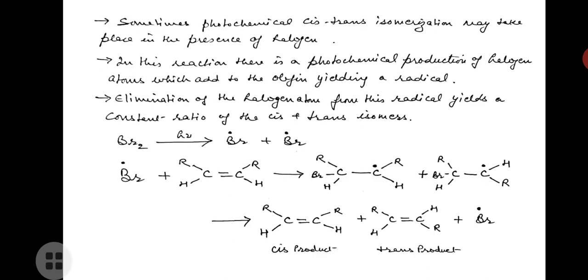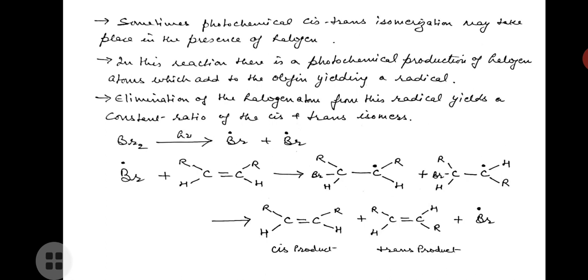Sometimes photochemical cis-trans isomerization may take place in the presence of halogen. In this reaction, there is a photochemical production of halogen atoms which add to the olefin, yielding a radical. Elimination of the halogen atom from this radical yields a constant ratio of the cis and trans isomers. So here are the equations.